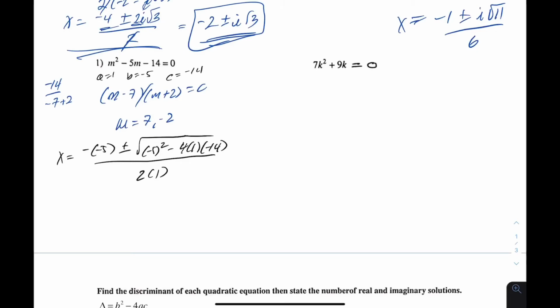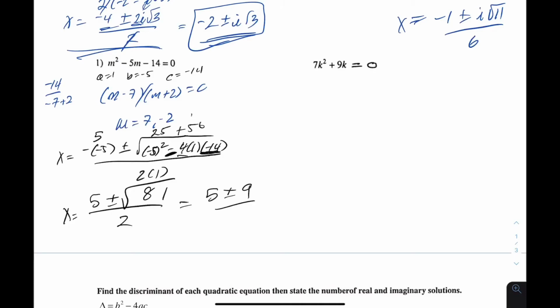So over here, double negative gives me a positive 5. Negative 5 squared is just positive 25. 4 times 14 is 56, so plus 56 because double negative again. So I get 5 plus or minus the square root of 81. Simplify a little bit more: 5 plus or minus 9 over 2.